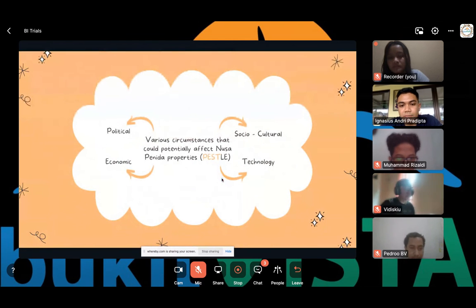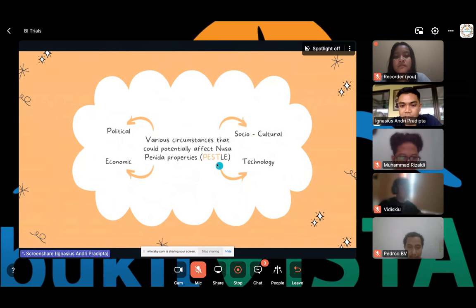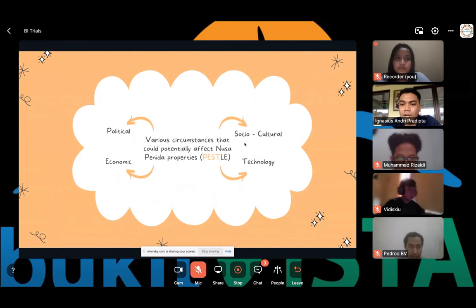These are the various circumstances that could potentially affect Nusa Penida properties. I'm using the PESTLE method. The first one is political, this is from PPKM, and then economic, where the pandemic affected citizens' economy, and then socio-cultural, where people's consideration of going to Bali, and then Nusa Penida, is very low in Nusa Penida.